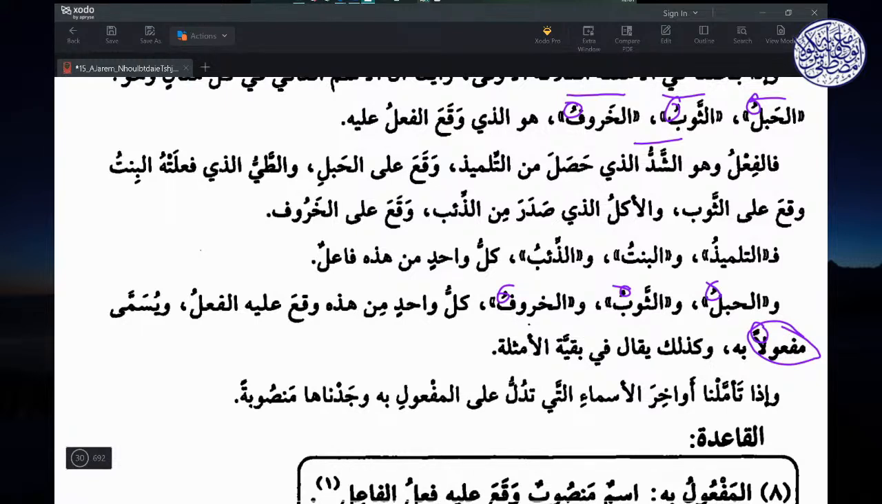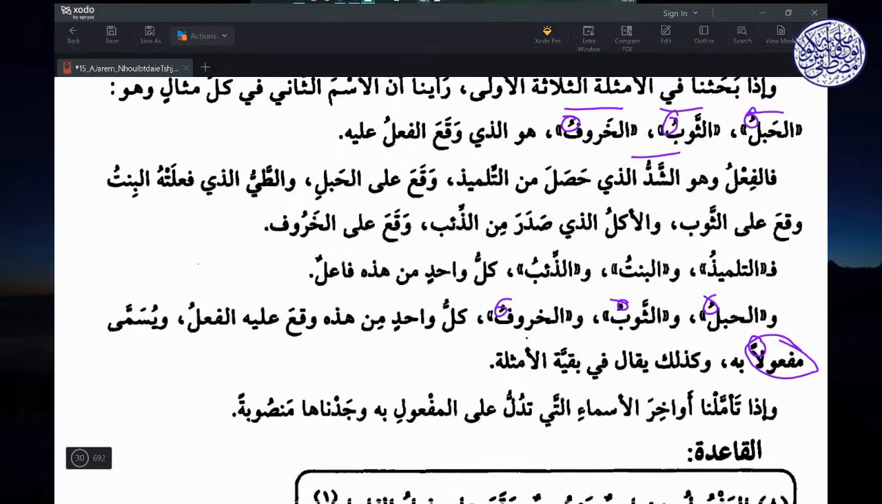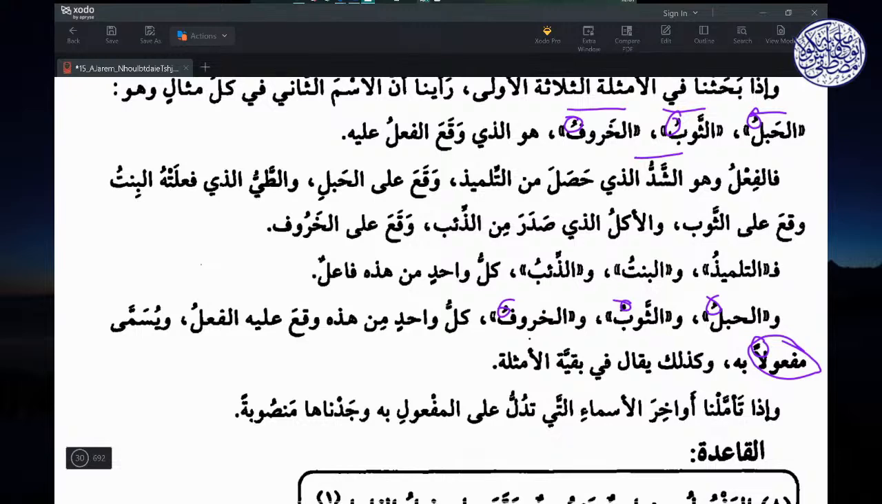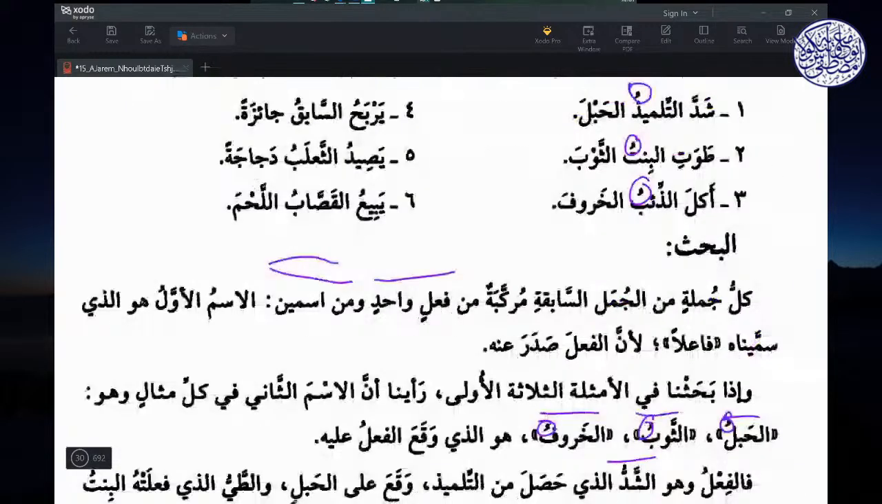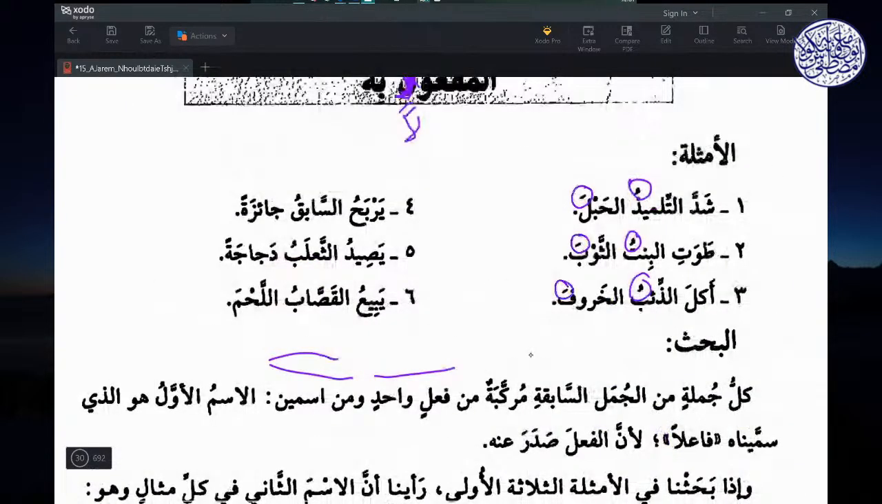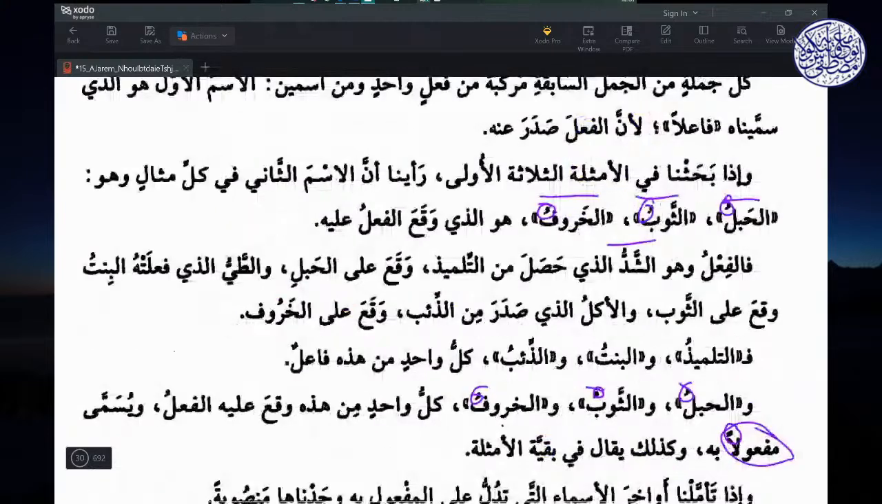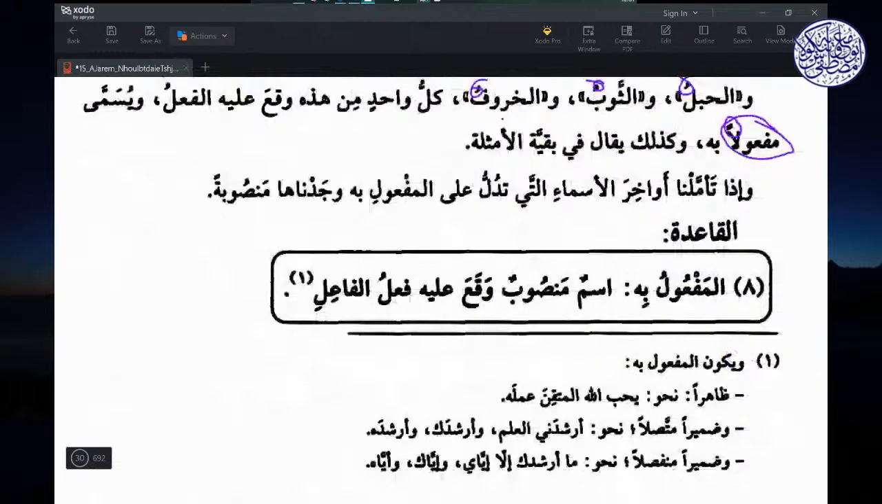And if we were to think about the nouns that show that the action happened to them, then they're all mansub. So if we look back, al-habla, al-thawba, al-khurufa, jaizatan, dajajatan, al-lahma, they're all mansub. So the maf'ulun bihi is mansub, right? The qaida, al-maf'ulun bihi ismun mansubun waqa'a alayhi fi'lu fa'il.